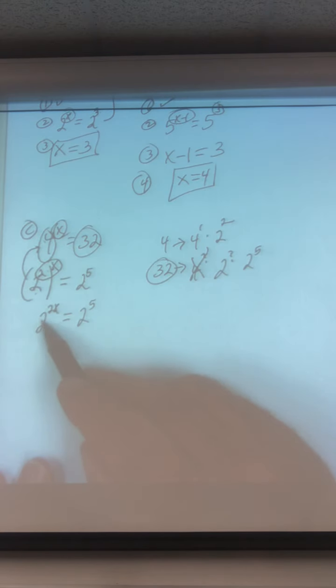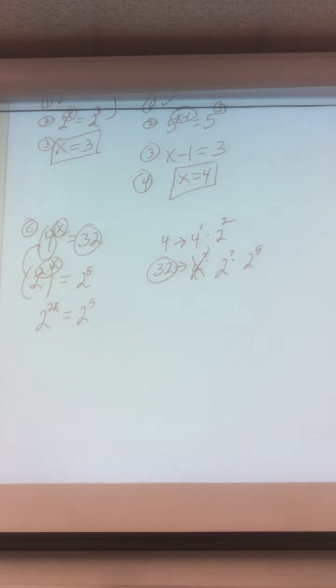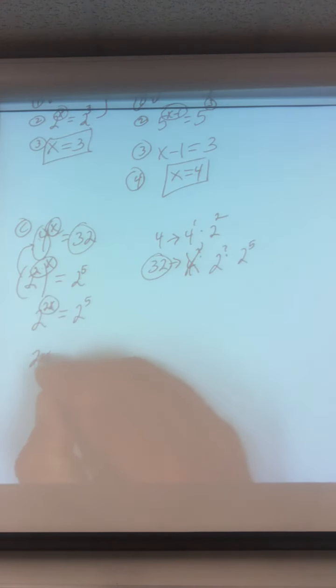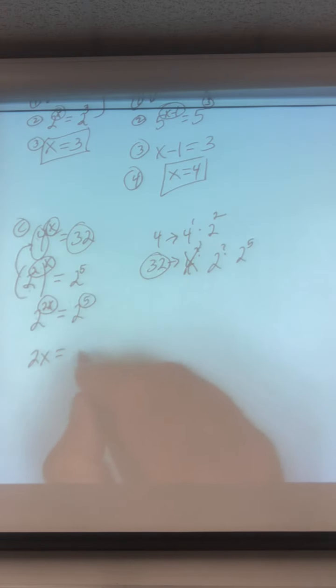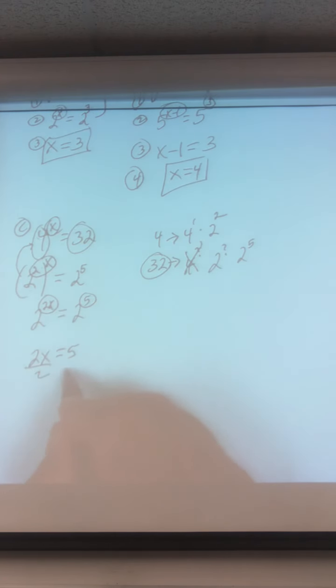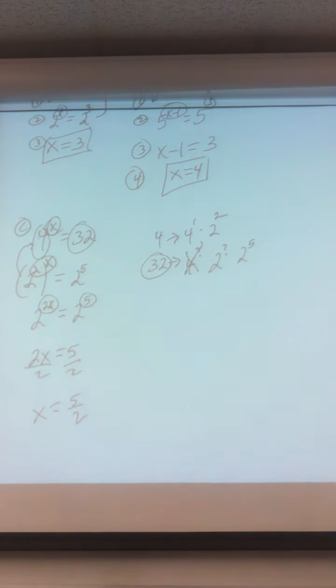So this is going to be 2 to the 2x power equal 2 to the 5th. Now set this exponent equal to that exponent, and then solve this equation. Divide by 2 to get x equals 5 over 2.